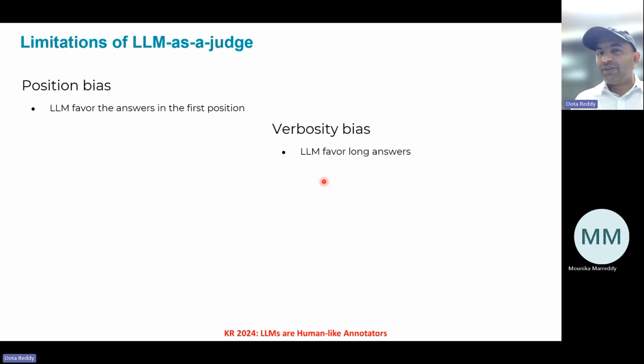Verbosity bias: LLMs favor longer answers. Suppose you give two answers, and one is a long answer and one is a short answer. LLMs as a judge always favor the longer answer.